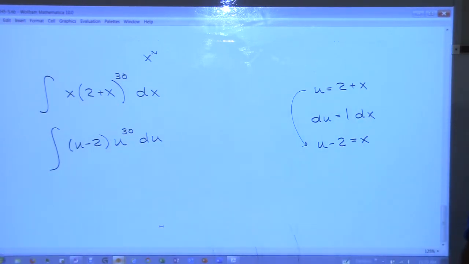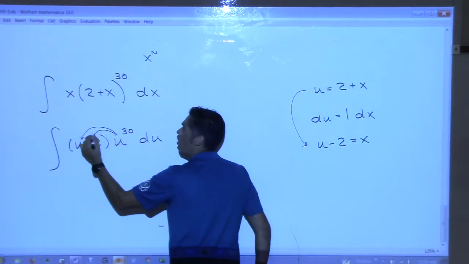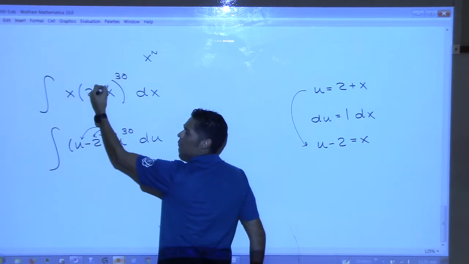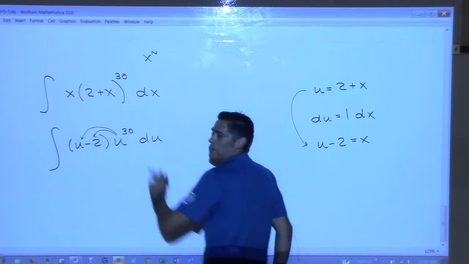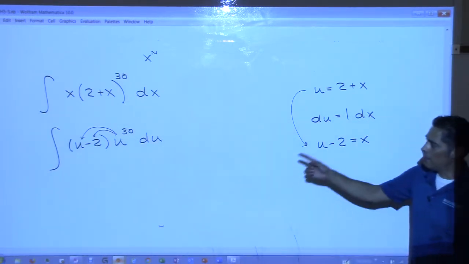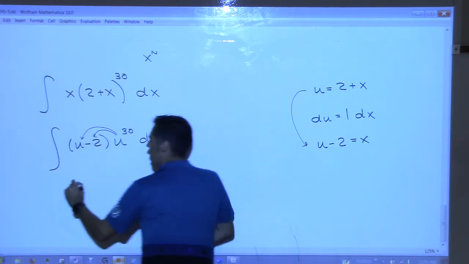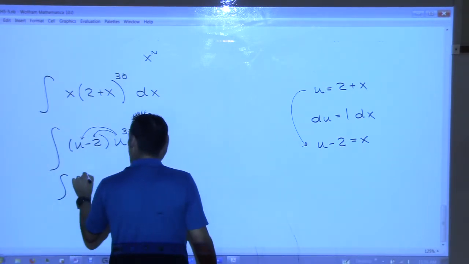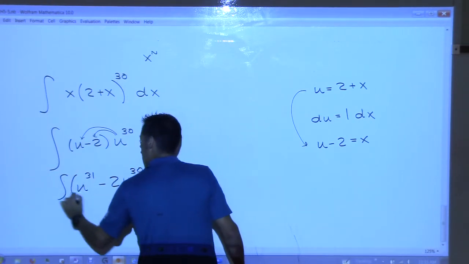Why? Because all you have to do is distribute this here and this here. Why can't we push this x in here and here? I mean, you can't do it. You got to do the power first. And nobody wants to expand 2 plus x. But here, with rewriting it, I can now push the u through, and now this becomes u to the 31st minus 2u to the 30th. Like that.